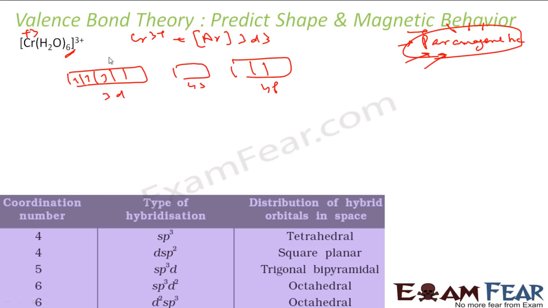So there is no reorganization of electrons. The coordination number is 6, so we need 6 orbitals: 1, 2, 3, 4, 5, 6. That is d2sp3. d2sp3 is octahedral. That means the shape is octahedral and it is paramagnetic.